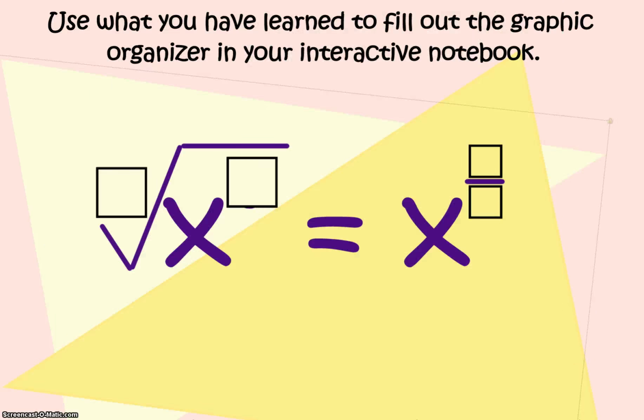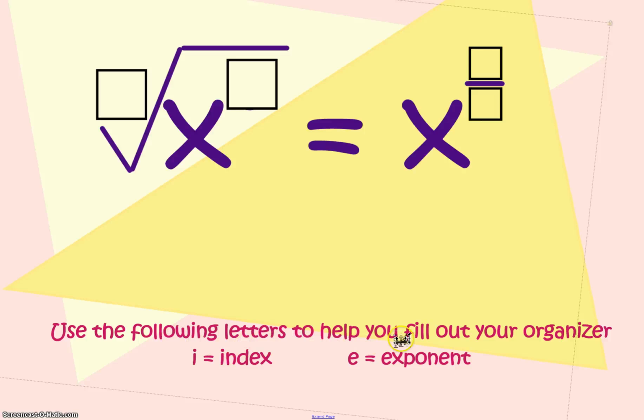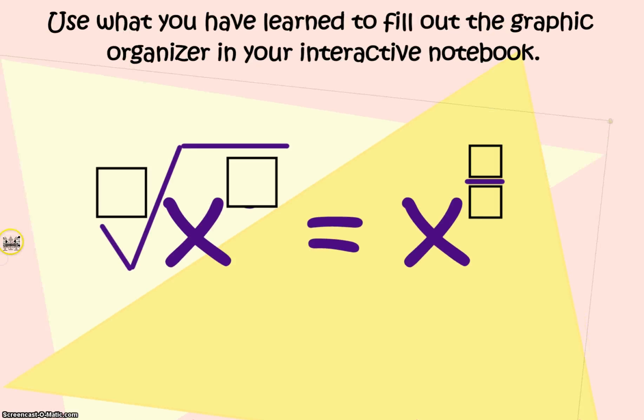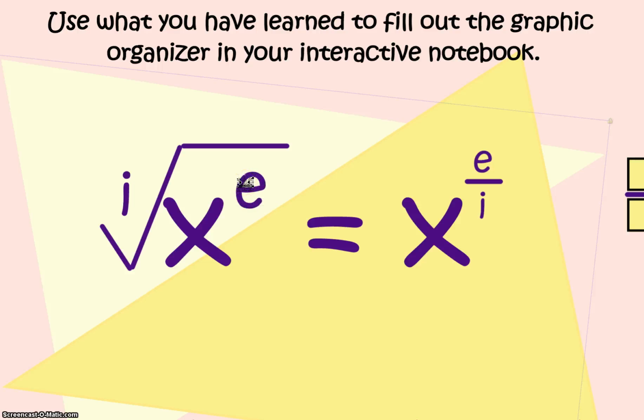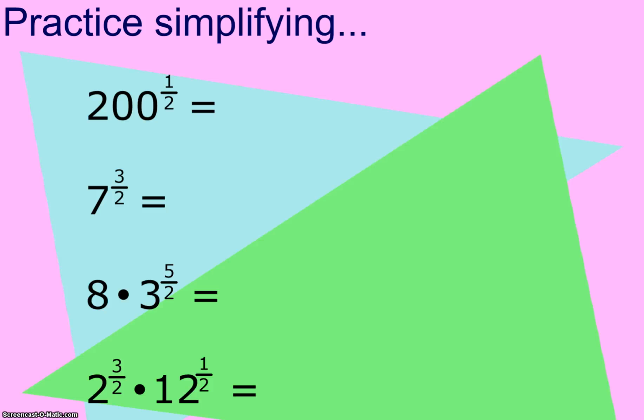Okay, go to your green foldable. It says use what you have learned to fill out the graphic organizer in your interactive notebook. And it says use the following letters to help you fill out your organizer. We know that your denominator becomes your index, and the exponent is going to be your numerator. So make sure you have that written on your foldable. Now, it says practice simplifying. These are the 4 examples that you cut out of your foldable, and we will do these in class tomorrow.